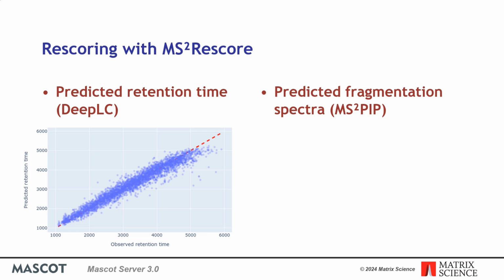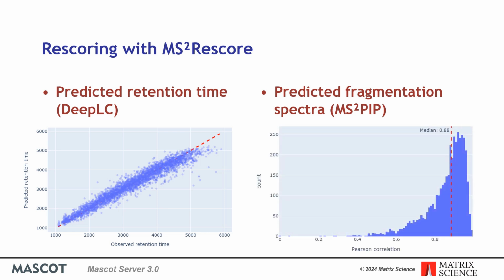MS²Rescore also includes MS²PIP. MS²PIP predicts the fragmentation spectrum, including peak intensities, based on the peptide sequence, charge state, and variable modifications. When you enable MS²PIP in Mascot, the software computes a correlation between the predicted and observed MSMS spectrum for every peptide match. The correlation for correct matches is typically very high, like 0.9. But for incorrect matches, the correlation will be randomly distributed between 0 and 1. This kind of clustering is perfect for Percolator's semi-supervised learning.